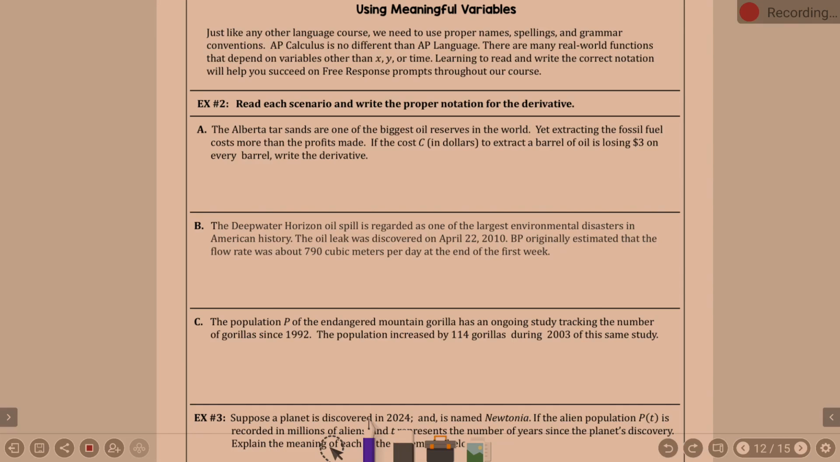Okay. They already gave us the variable C, didn't they? They already told us that C is cost, and that's going to be cost in dollars. What else do I need a variable for? The barrel, right? Because it talks about the cost to extract a barrel of oil is losing $3 on every barrel. So I'm going to use B. And that's going to be B for the, I guess I should have put number of barrels.